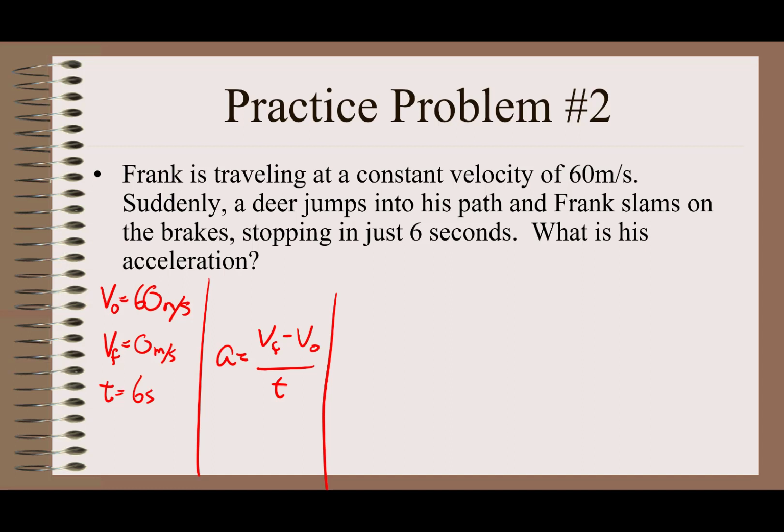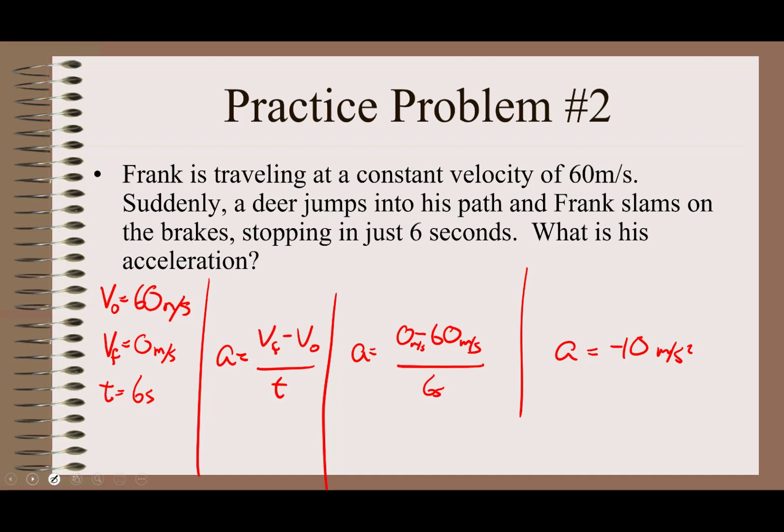So it looks a lot like the last thing, but watch out, because a lot of students do this in their head and come up with the wrong answer. All right, they do 60 minus 0. Watch it. It's final, which is 0, minus the initial, which is 60. So it really should be 0 meters per second minus 60 meters per second over 6 seconds. That gives you a negative 10 meters per second squared.